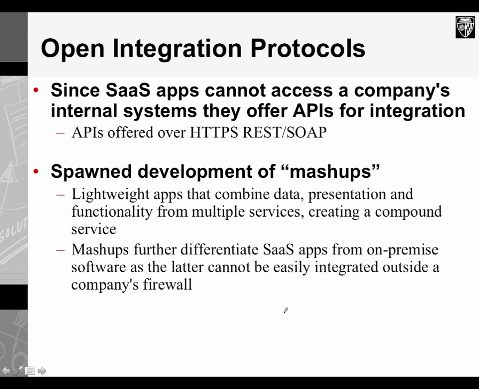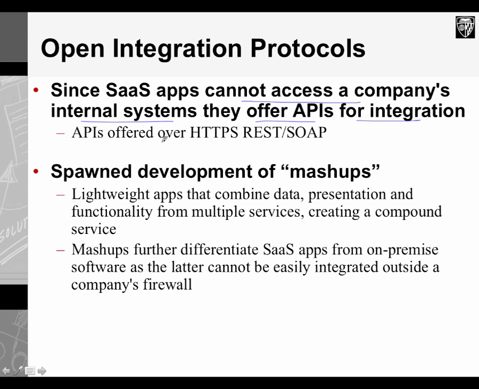Open integration protocols. Since SaaS apps cannot access any of the company's internal systems because they are outside in the cloud, they often offer APIs for integration. So this is an important characteristic when you're building your SaaS application. You want to provide these services available through an API, so it can be integrated from within the enterprise and called upon to get data back and forth. So that would be something that you may want to design for in your SaaS application.